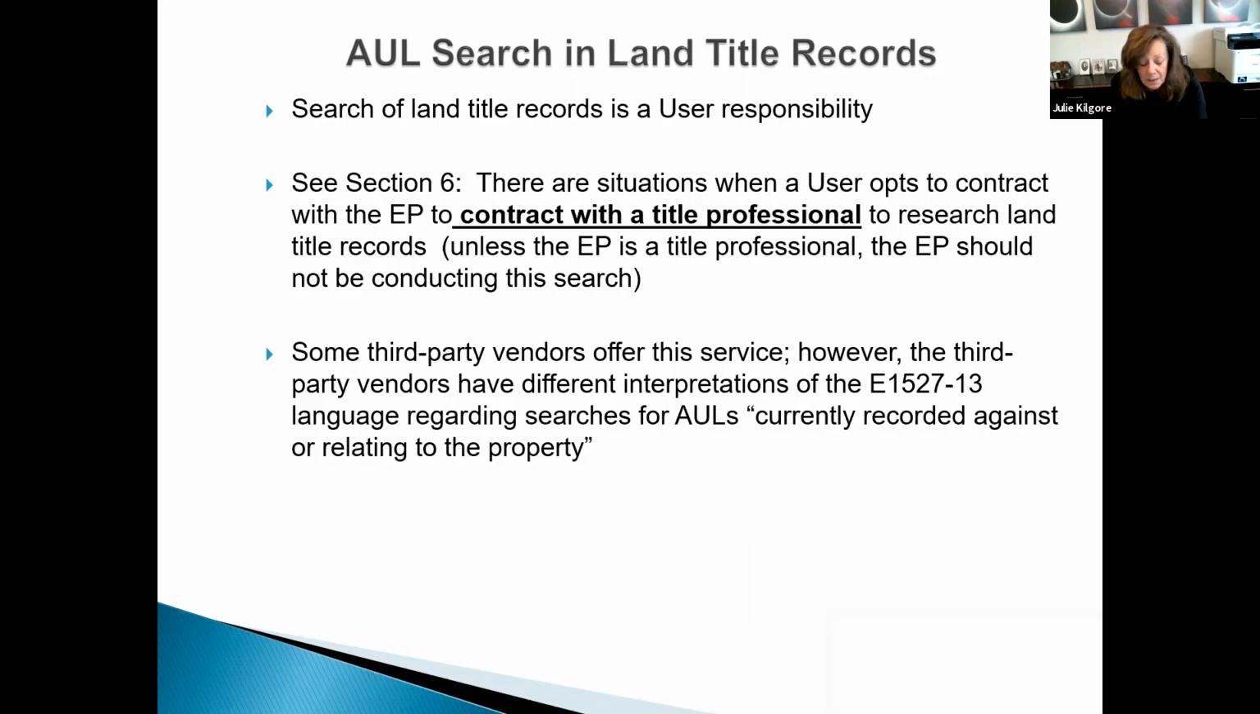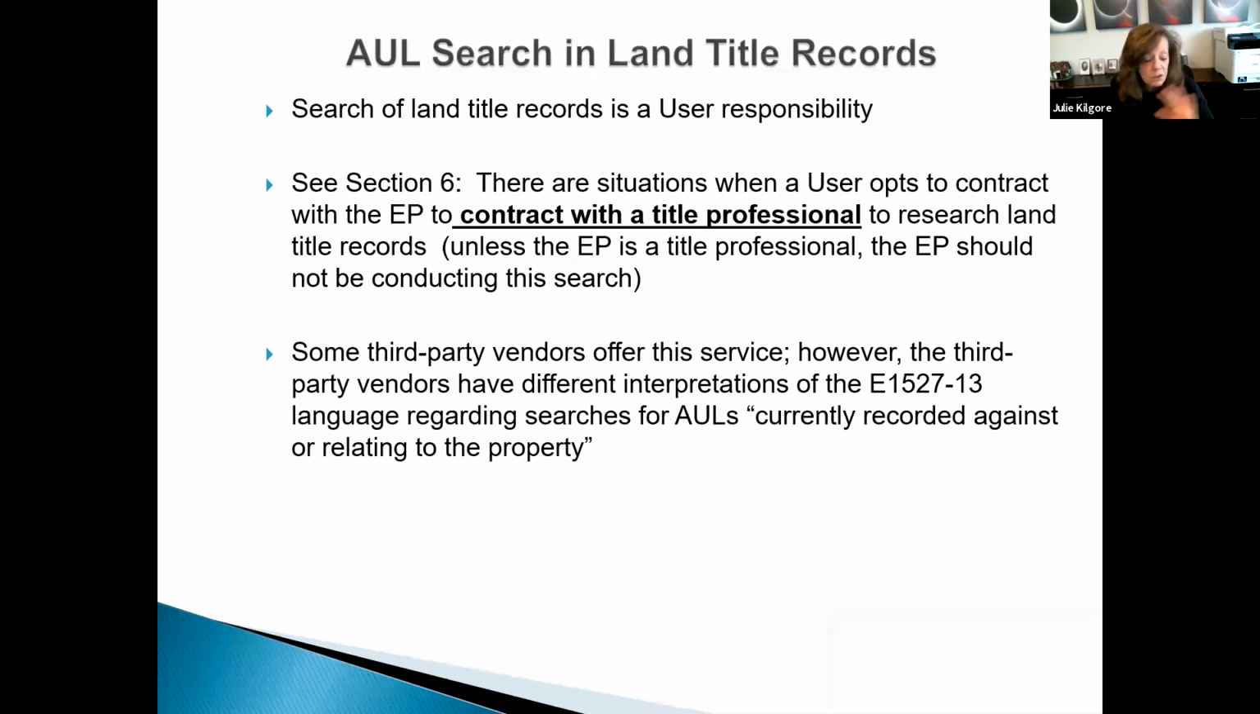It really was specifically the activity and use limitations. And what was intended in the standard is that we have an obligation to identify activity and use limitations that are currently recorded against or relating to the property. And the interpretation was, well, we only need to look at current owner records. We don't need to go back. And what came to our attention is that these activity and use limitations, these deed restrictions that were filed back 2 or 3 property owners ago, weren't getting picked up in these third-party AUL searches. So we had to fix that.